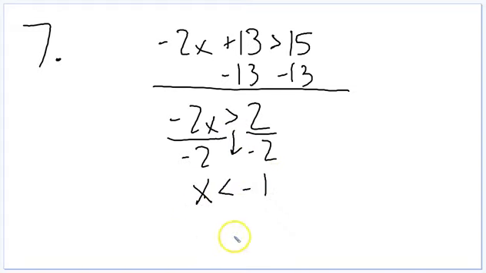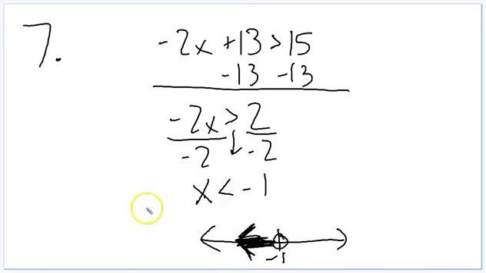So I'm going to draw my little graph. I'm at negative 1. It is a less than, no equal to, so it's an open circle. X is less than it, so it's going to the left. Less, left. All right? Also, the arrow is pointing that way. The inequality sign is pointing to the left, so you're going to the left.